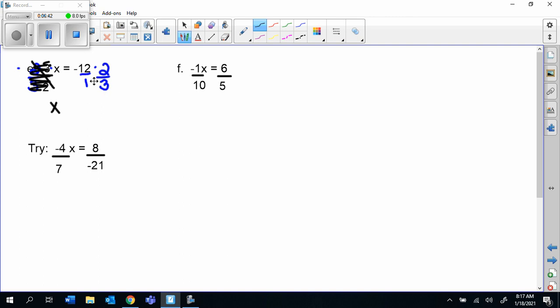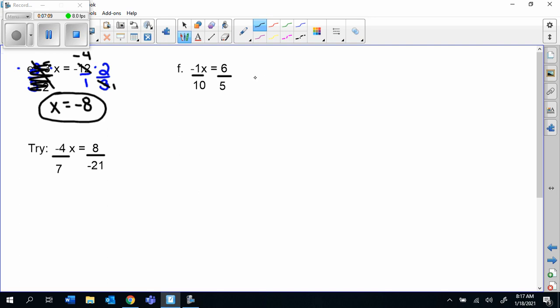And on this side here, you can multiply those two things and then divide by 3, but I see I can cross out that common factor of 3. 3 goes into itself once. 3 divides into -12 -4 times. So -4 times 2 is -8. And that would be the final answer to our question.